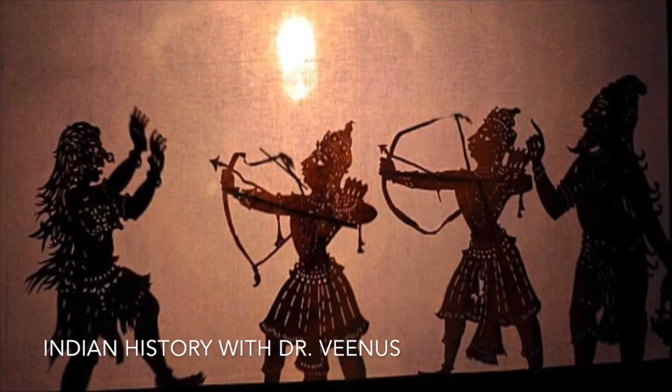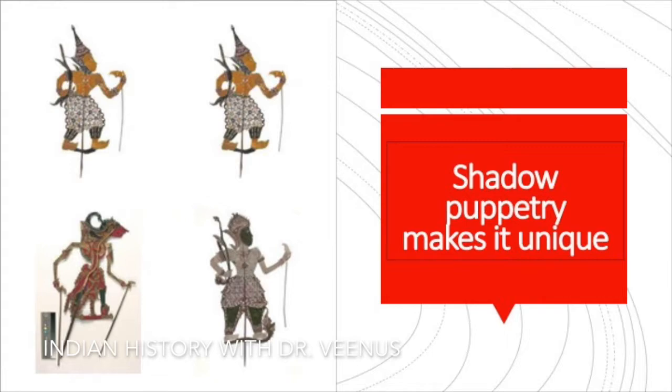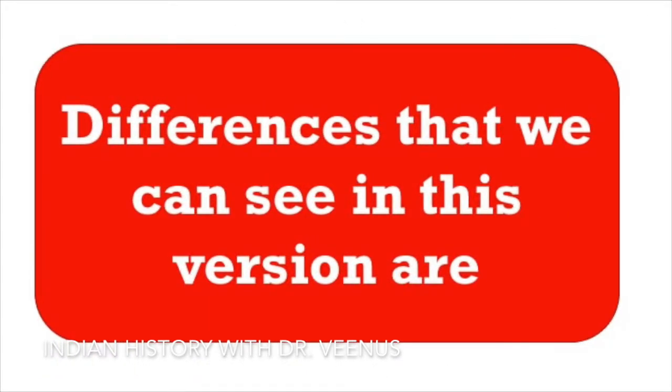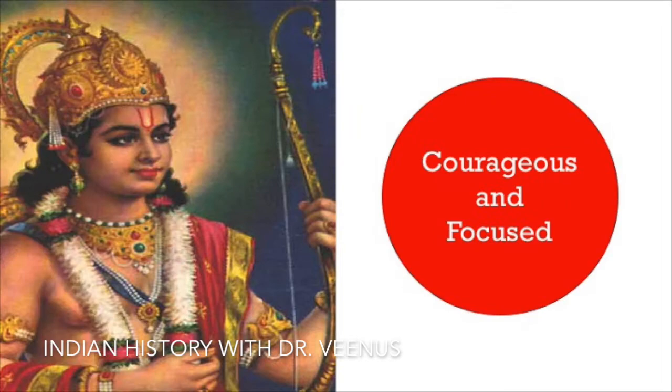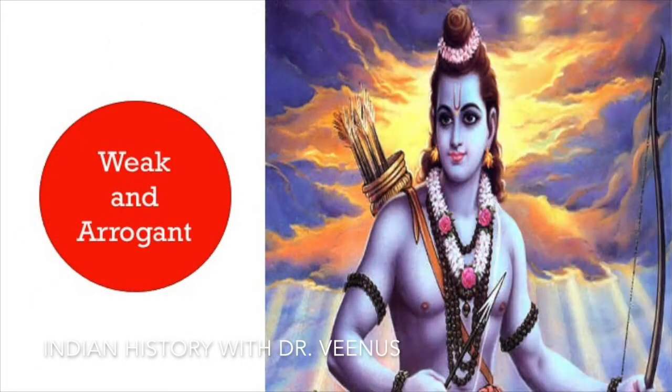It is performed in Southeast Asia through shadow puppetry, which makes it very unique. Differences that we can see in this version are minor characters are upgraded to become major characters. Lakshman is seen as courageous and focused, while Ram is shown as weak and arrogant.